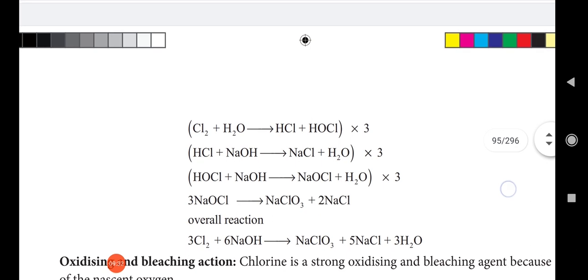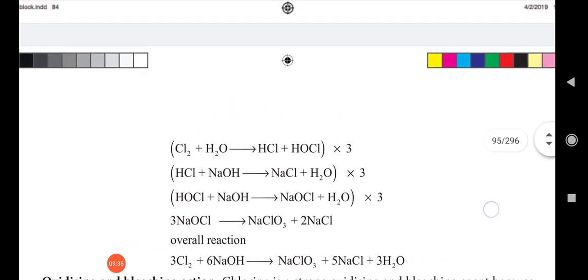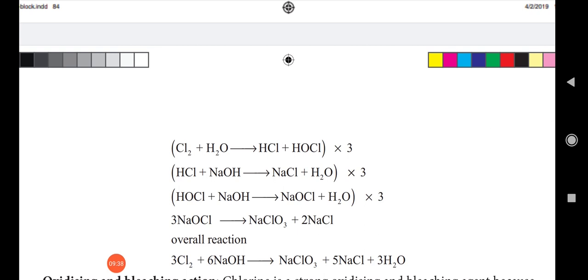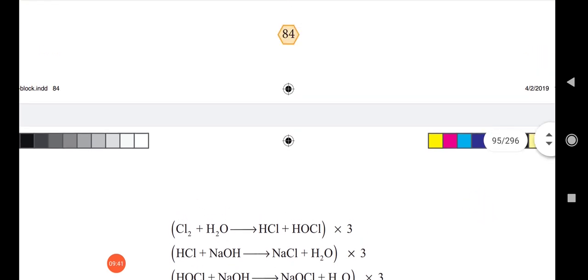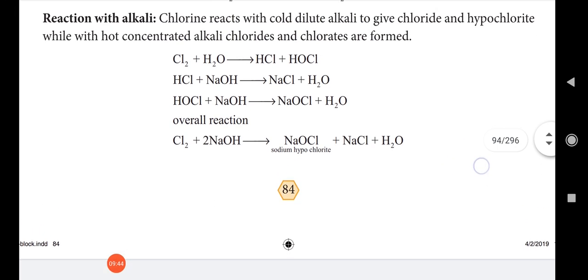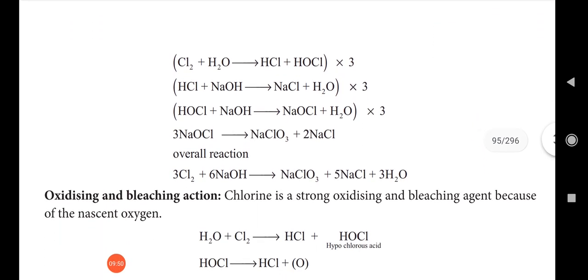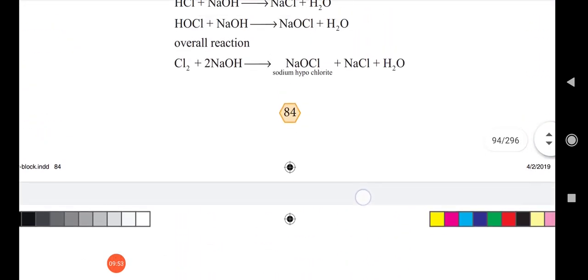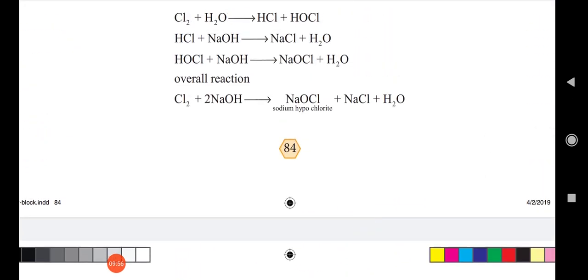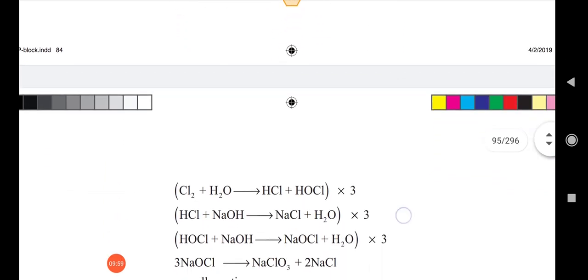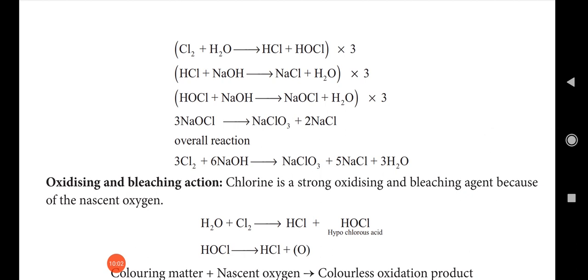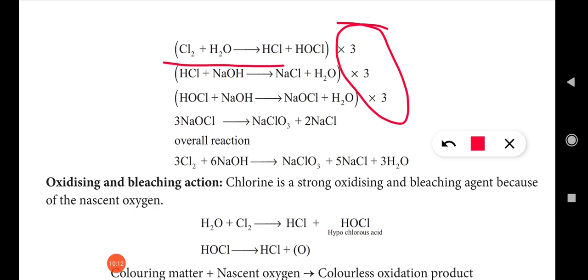Next, this is the reaction of chlorine with hot concentrated alkali. So with hot concentrated alkali, chlorates will be formed. Under cold condition, sodium hypochlorite will be formed. But under hot concentrated condition, chlorides and chlorates will be formed. So it is the same reaction, but since it is concentrated, they have multiplied by 3, three times, because it is concentrated.